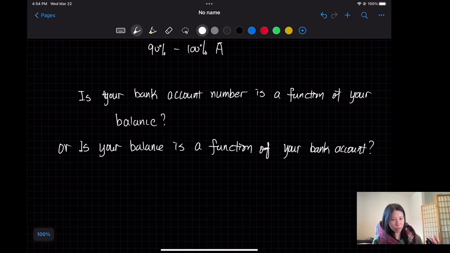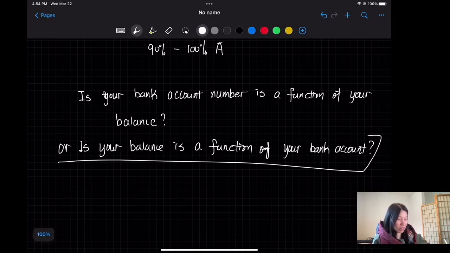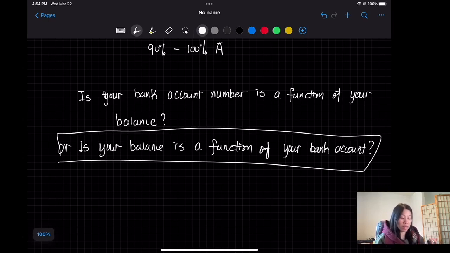So which one is the input? The input should be the account number, and the output should be your balance. So that means this is the right statement: your balance is a function of your bank account.